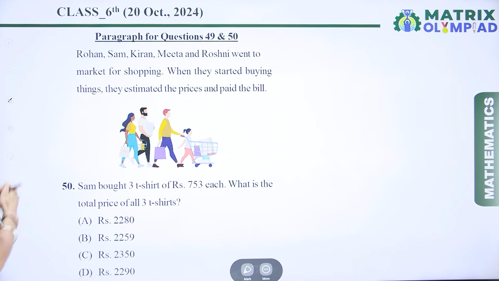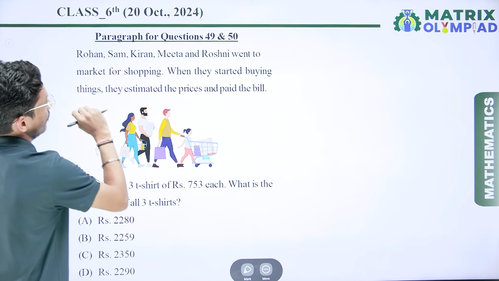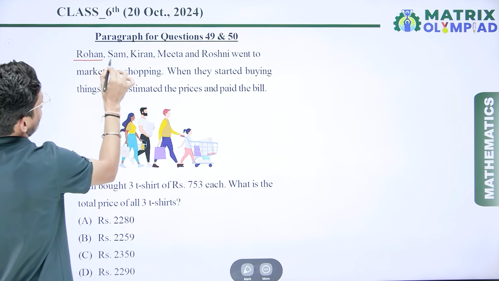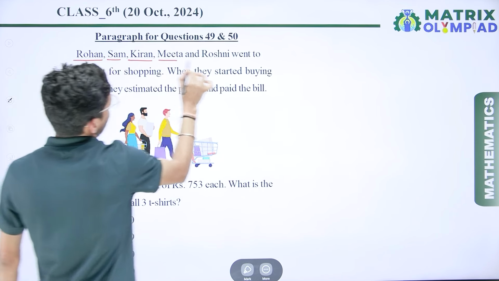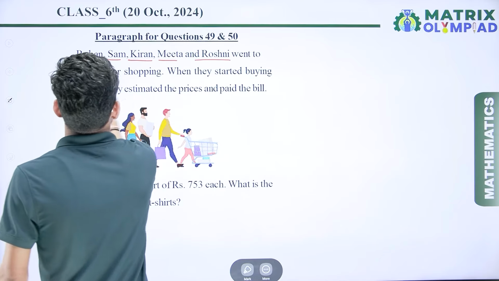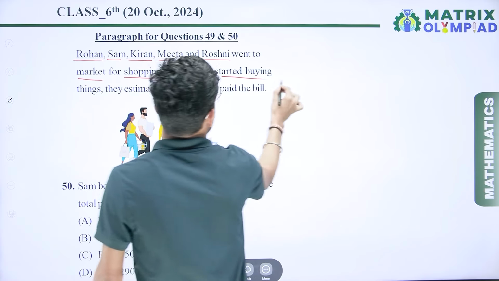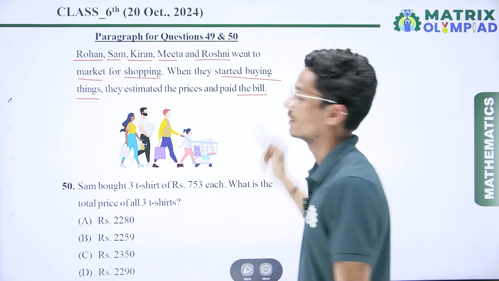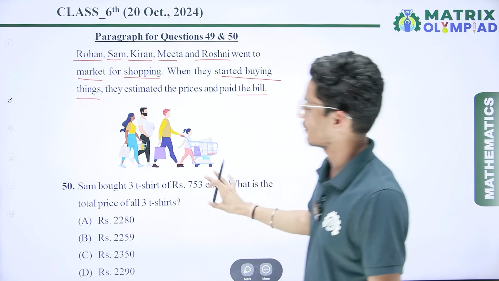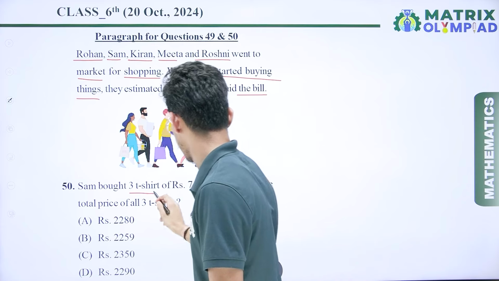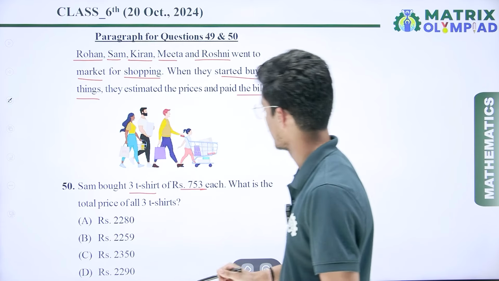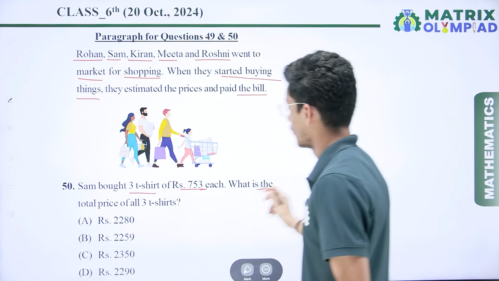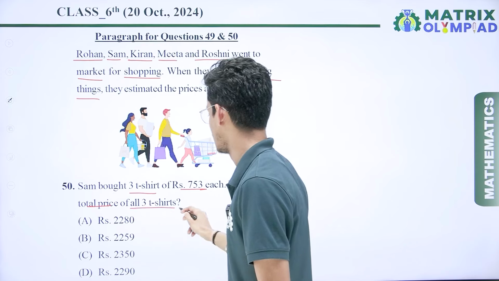Now the next question is based again on the same paragraph. Rohan, Sam, Kiran, Mita and Roshni went to the market for shopping. When they started buying things, they estimated the prices and paid the bill. So here we have the question: Sam bought 3 t-shirts of rupees 753 each. So what is the total price of all 3 t-shirts?